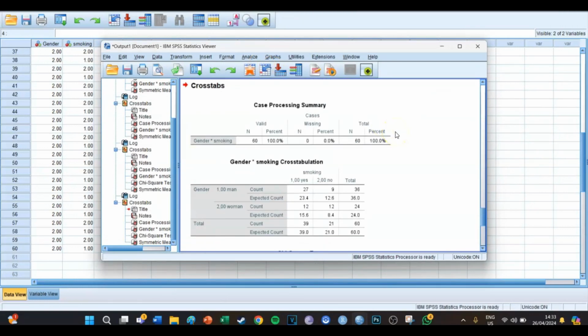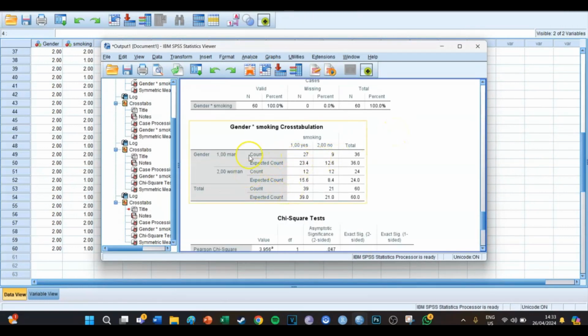And if we then take a look at the frequency table, so the cross tabs table, we can see that if we look at smokers, so yes, smoking, we would expect 15 of them to be women and 23 of them to be men. But in reality, there are only 12 women who smoke and there are 27 men who smoke. So apparently men smoke more than women. But we want to know whether these two variables are therefore significantly independent or dependent on each other.